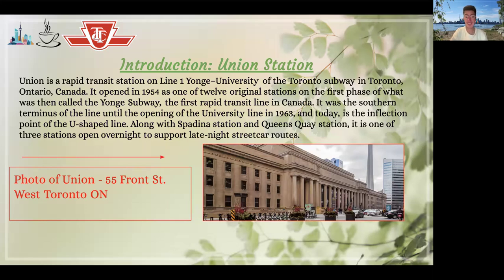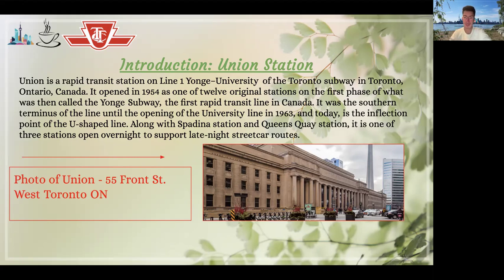So, Union is a rapid transit station on Line 1 Yonge-University of the Toronto Subway in Toronto, Ontario, Canada. It opened in 1954 as one of the 12 original stations on the first phase of what was then called the Yonge Subway, the first rapid transit line in Canada. It was the southern terminus of the line until the opening of the University line in 1963, and today is the inflection point of the U shape.